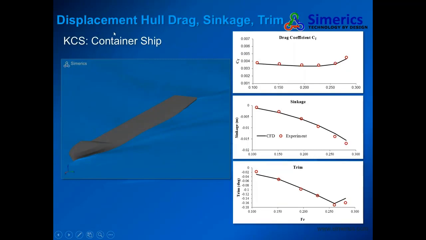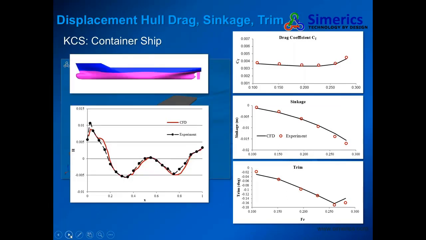Also, there's another displacement hull, which is very famous, the KCS container ship. As you see, we also get a very good resistance, sinkage, and trim for this kind of big hull. And here is how the wave shape looks, and we have excellent agreement with the experiment.